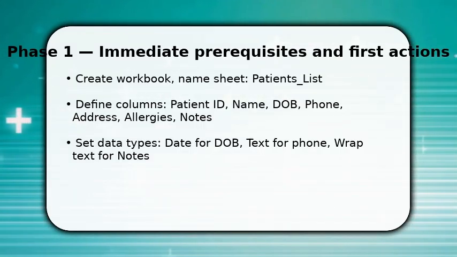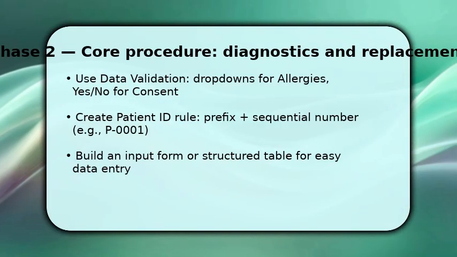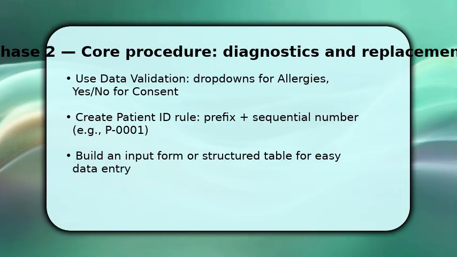You do this now because consistent types reduce downstream cleanup and speed lookups. Make sure headers are bold and freeze the top row to keep context visible. You now add data validation to prevent mistakes. Create drop-down lists for common allergies and a yes/no consent field.